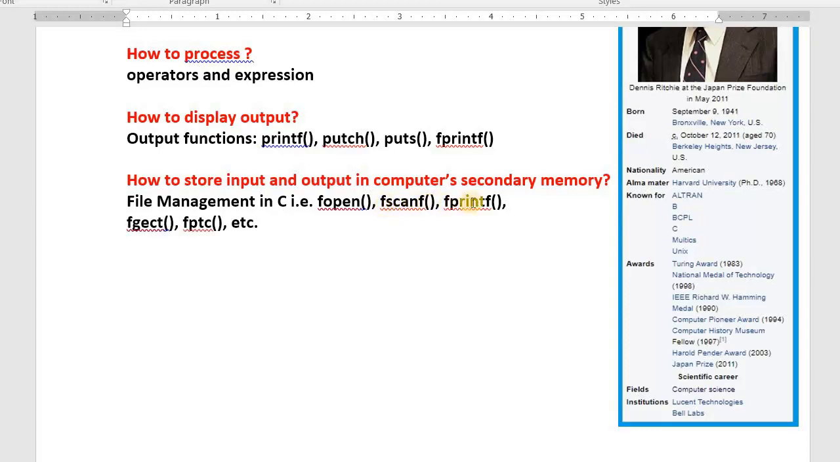Printf prints on the monitor. Fprintf prints into a file. Fgetc reads a single character from a file. Fputc writes a single character into a file. Like that we use getw. Getw reads an integer. Putw prints an integer to your file. This is an advanced topic. If you are interested, you can learn it, no problem.